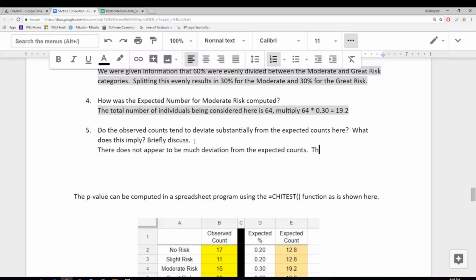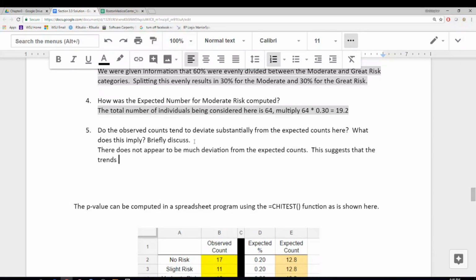Well, this suggests then that the trends for grade 11 females from Fillmore County are pretty close to the historical patterns or historical rates from the state of Minnesota.